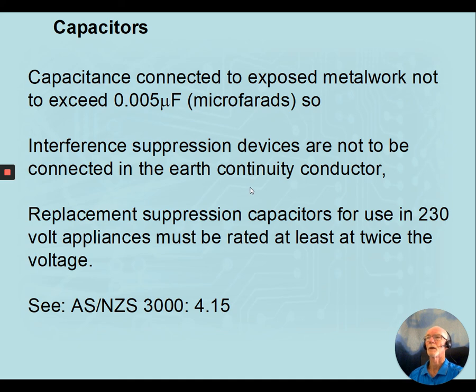If current flows in the earth, we want that to happen so that our protection devices operate. And also, if we are replacing suppression capacitors for 230 volt appliances, they must be rated at least double that, 460 volts, and often you'll find they'll be rated at 600 volts or better, and that's in accordance with our wiring rules. And that is capacitors in a nutshell.